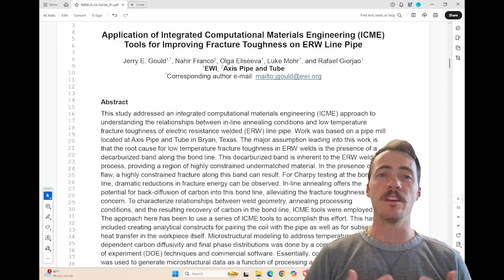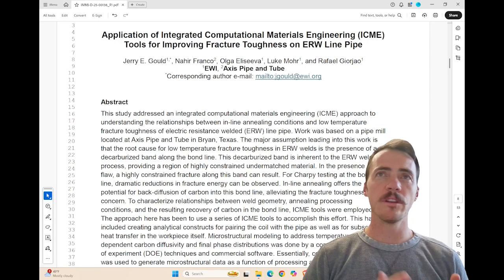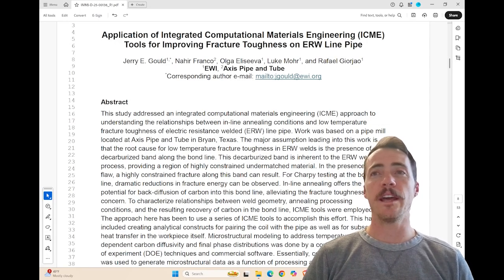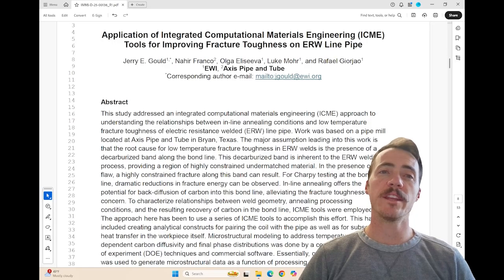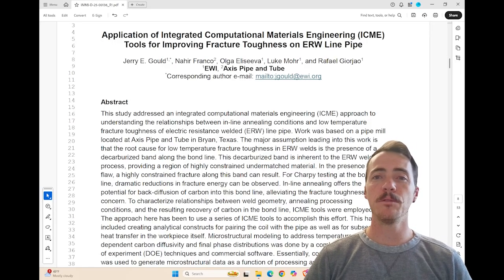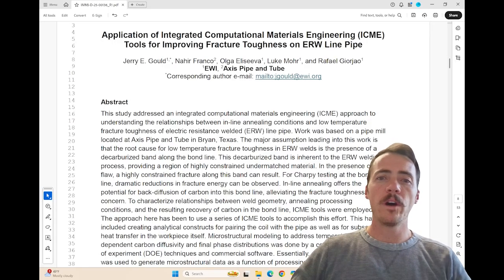It's about using the Integrated Computational Materials Engineering, or ICME approach, in a real industry use case, in actual line pipe. Now, this work comes to us from lead author Jerry Gould and co-workers at EWI, Axis Pipe and Tube in Texas. So, what is line pipe?